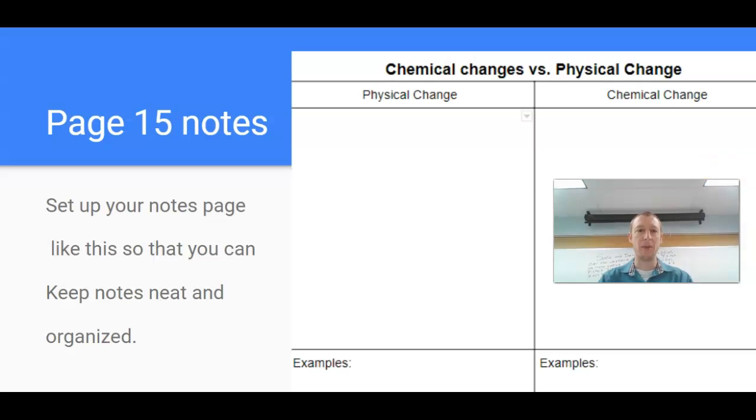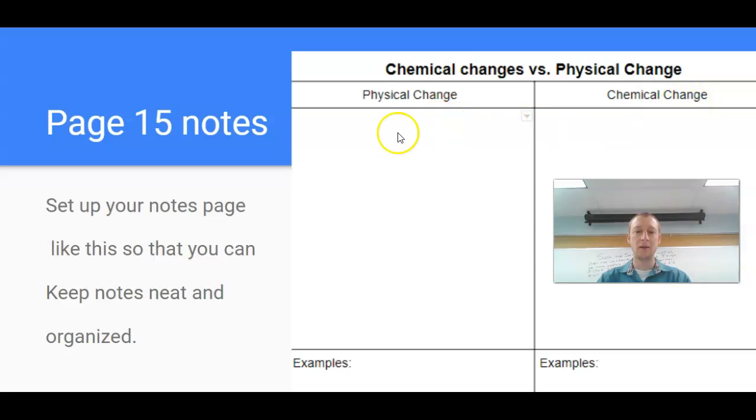All right, this is going to be on page 15 in your notebook. Give yourself a heading at the top, chemical changes versus physical change. And all you really need to do is cut that piece of paper in half. Draw a line right down the middle. At the top of one column, we're going to write physical change. At the top of another column, we're going to write chemical change.